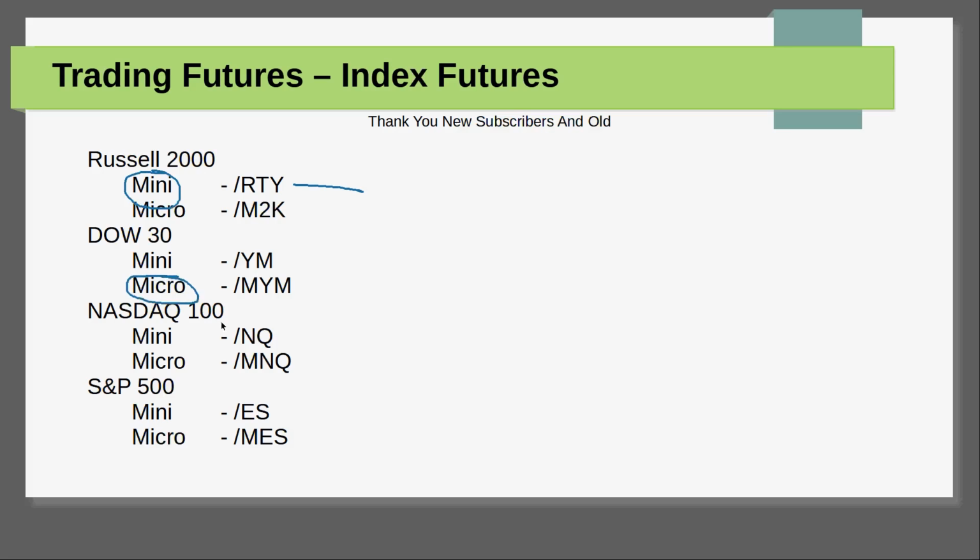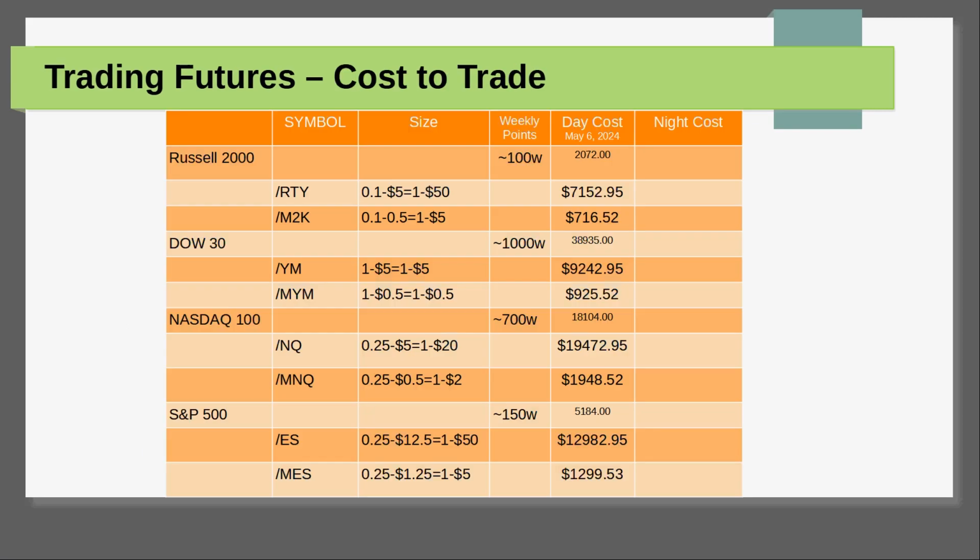Each of these indexes has a mini and a micro, and the difference is the micro is 1/10 of the mini. That's very important. That means it usually costs you 1/10 of the cost, and you also make 1/10 of the movement. You make 1/10 of the potential profit or the potential loss. So let's jump over and see what I'm talking about when I'm talking about potential costs and your potential profit and loss.